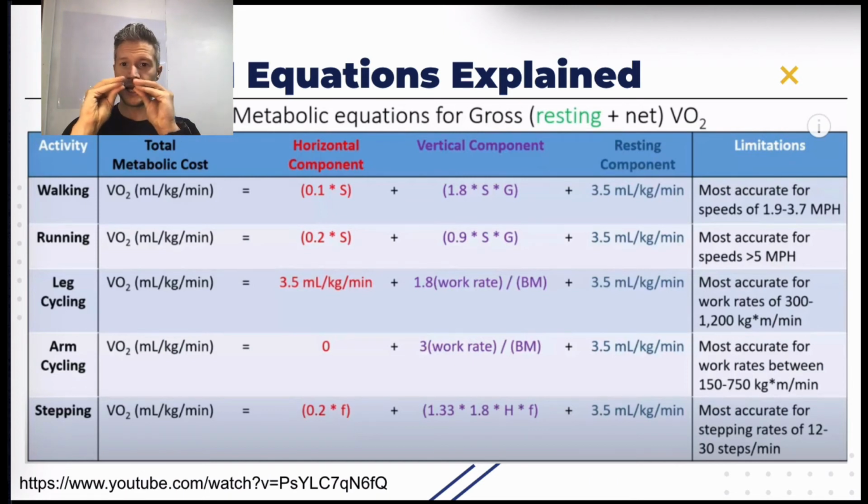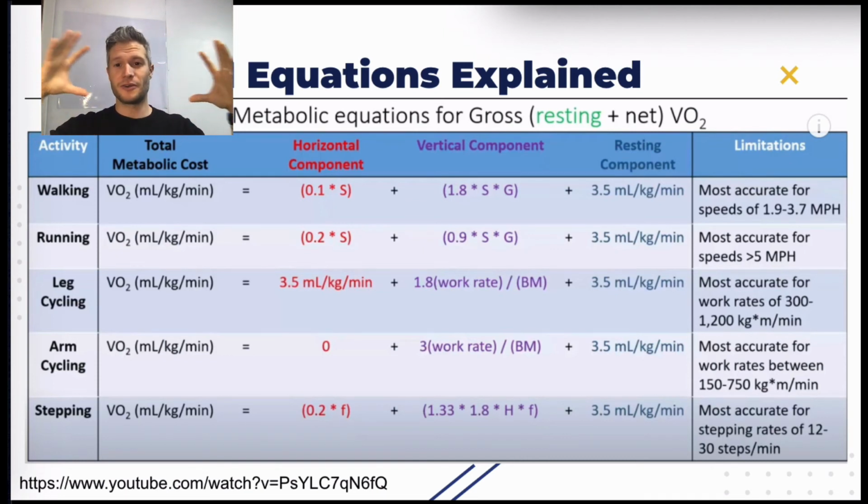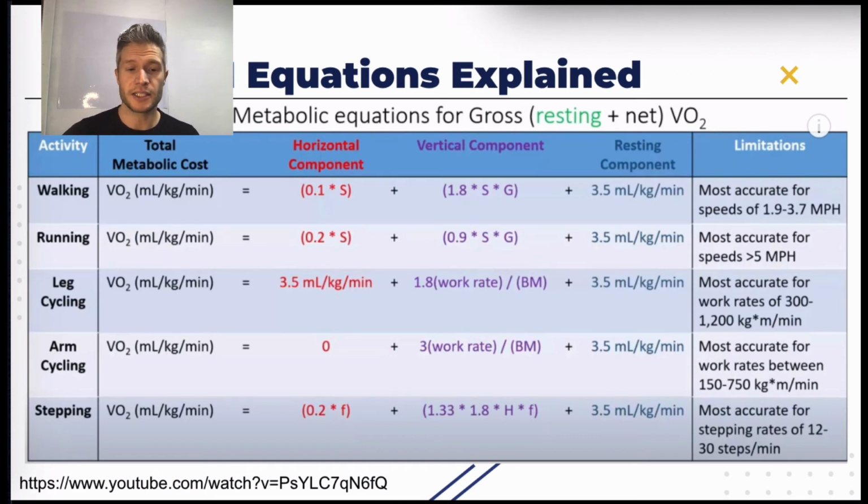So picture a little 10 milliliter bubble of air. So for every kilogram of my body weight, and just for numbers' sake, let's say 100, every minute you take that 10 milliliters times 100, because I'm 100 kilos. So now it's quite a bit per minute. You can see how it adds up really quick to be quite a significant amount of volume exchange, even if the numbers are quite small. So that's total metabolic cost.